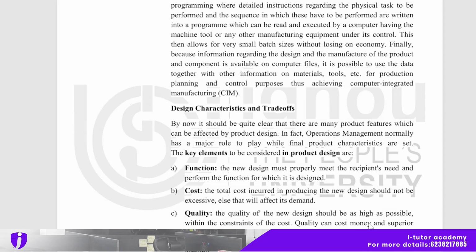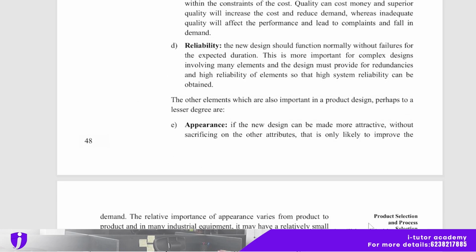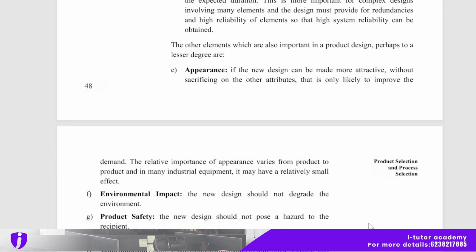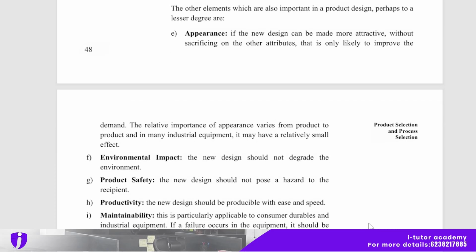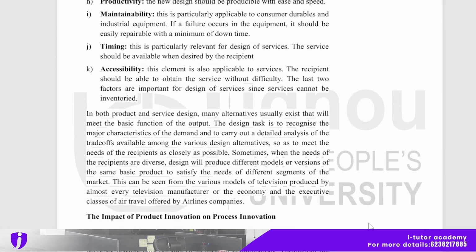Design characteristics and trade-offs. By now it should be quite clear that there are many product features which can be affected by product design. In fact, operations management normally has a major role to play while final product characteristics are set. The key elements to be considered in product design are function, cost, quality and reliability, right. And the other elements which are also important in product design, perhaps to a lesser degree, are appearance, environmental impact, product safety, productivity, maintainability, timing and accessibility. These are also important for the design.